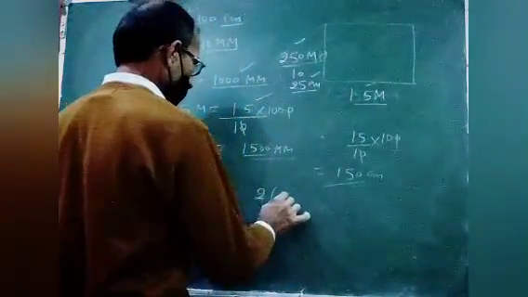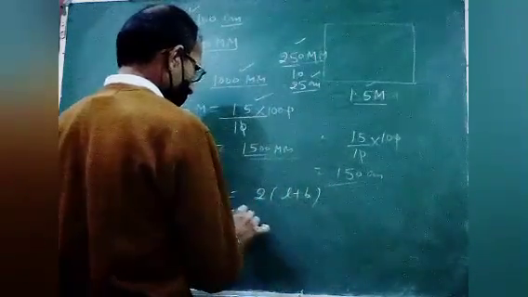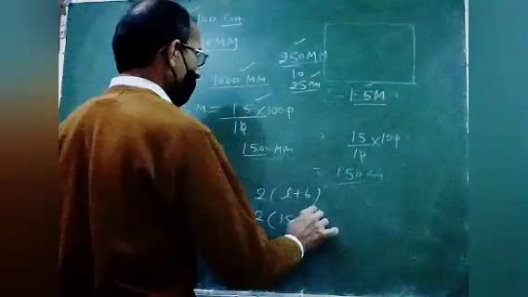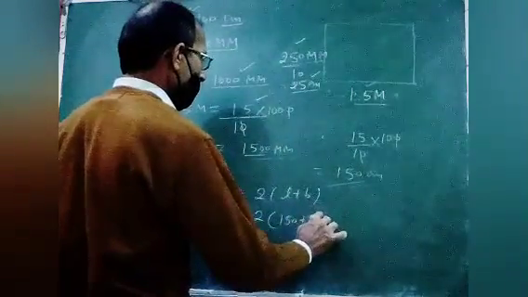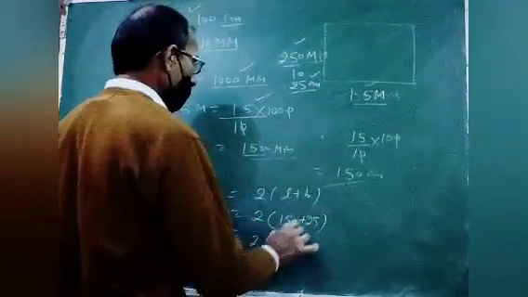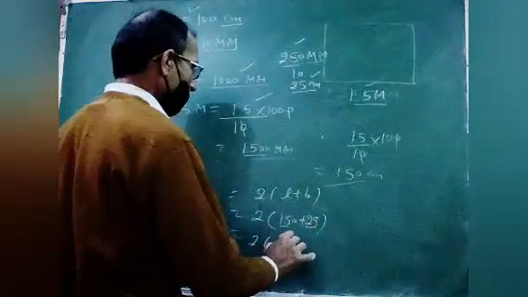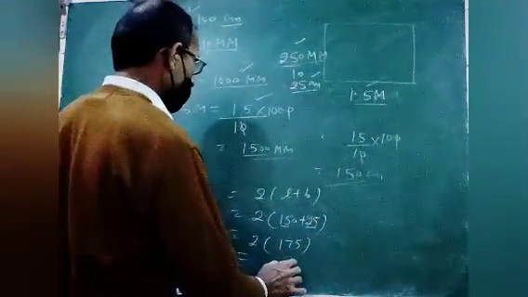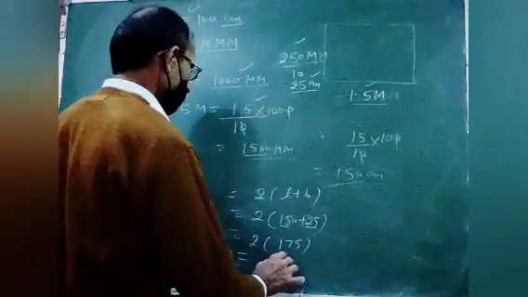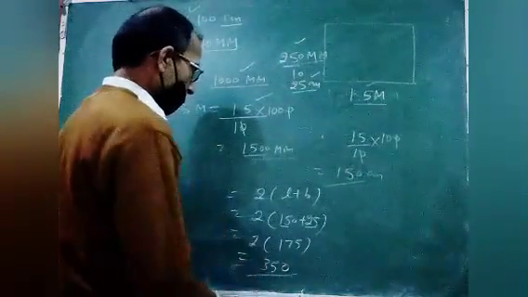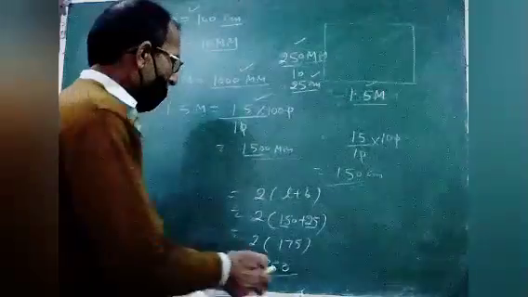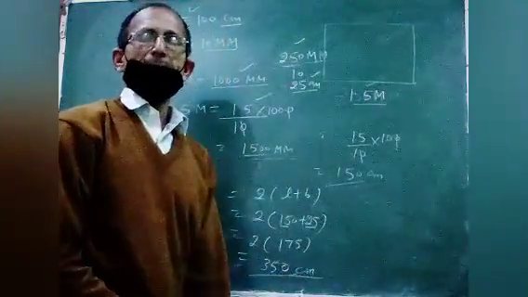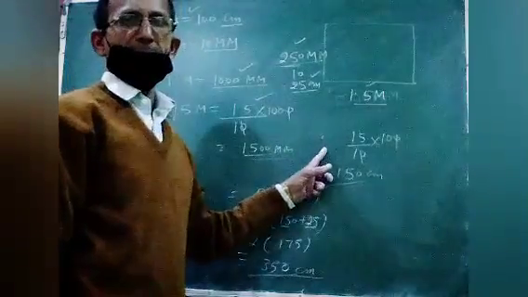So now we have to find the perimeter. So 2 into length plus breadth. What is length? Length is 150 and breadth is 25. So 2 into 150 plus 25, it will be 175. So 175 multiplied by 2 is 350. So the right option is 350, but centimeter is not written. So there is a little bit of confusion. There should be centimeter.